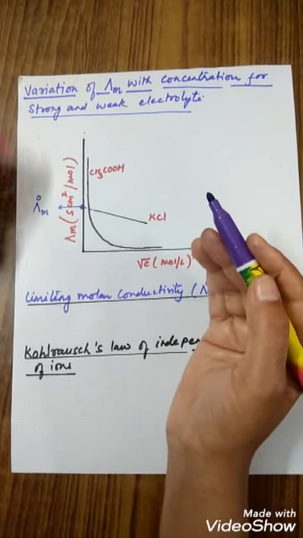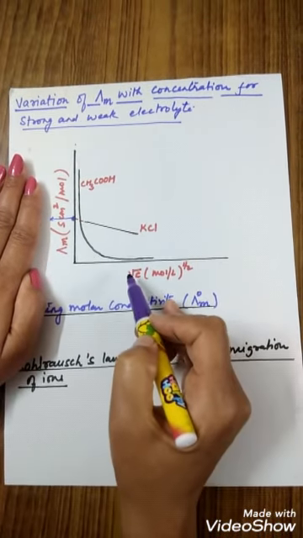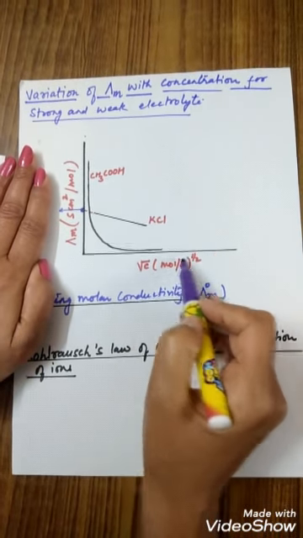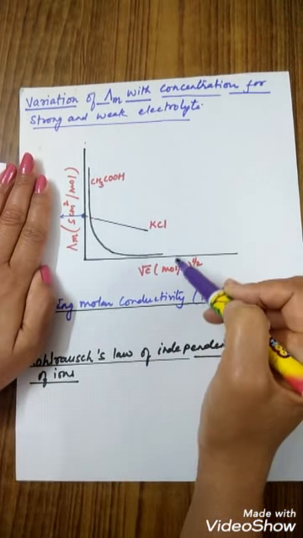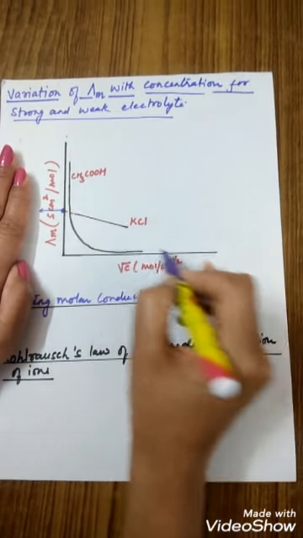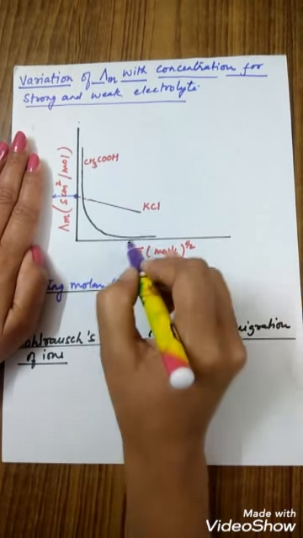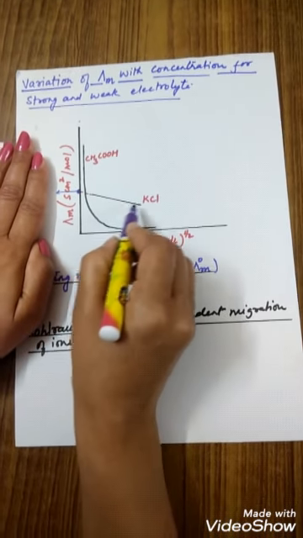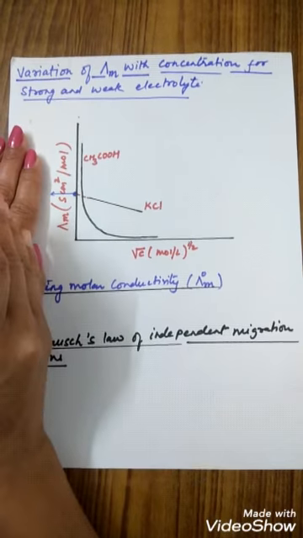So if we plot a graph between lambda m, molar conductivity, and the concentration term, that is root of mole per liter, we will get this kind of curves. For a strong electrolyte like KCl, we will get this line, and for weak electrolyte, we will get this kind of curve. In both the lines, one thing is common, that the lambda m is increasing with decrease in concentration.